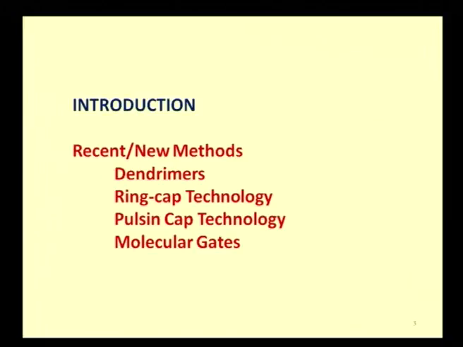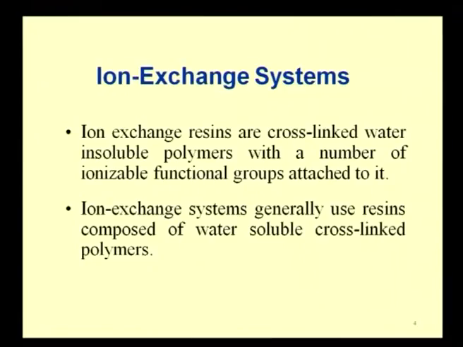After dealing with these 2 systems, that is ion exchange methods and the hydrogels especially used for drug delivery systems, some of the recent inventions or the new methods that have been developed in the recent past will also be discussed in this talk, like dendrimers, ring cap technology, Pulsincap technology, and then molecular gates. With this, we will come to a conclusion session of this particular topic on drug delivery systems, where polymers are being used in an enormous way. Let us first go into the ion exchange systems.